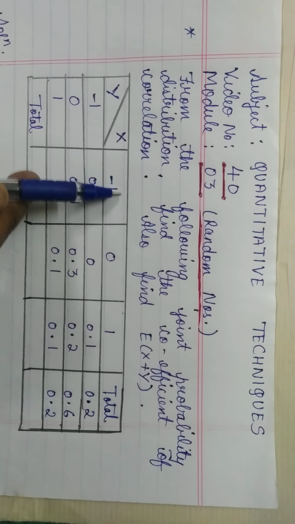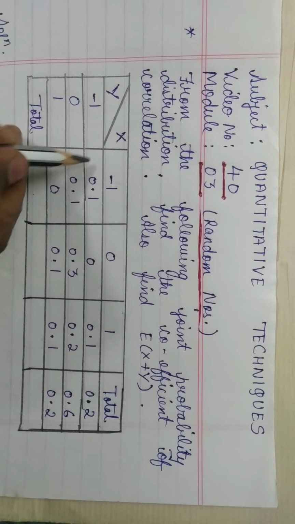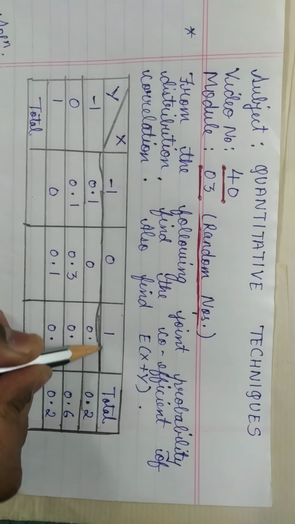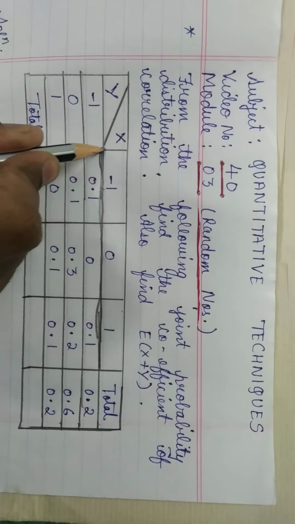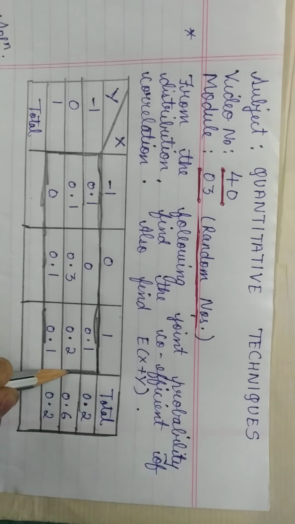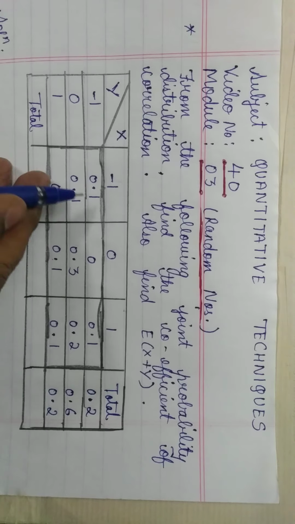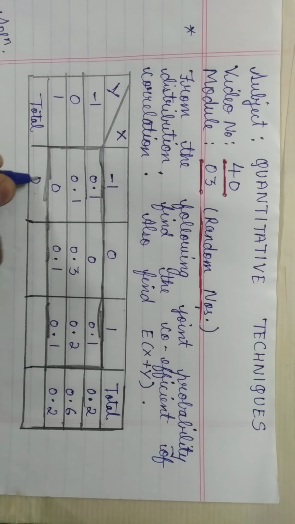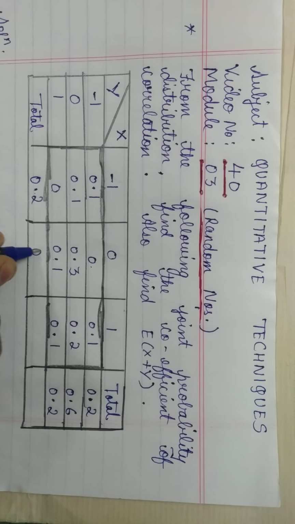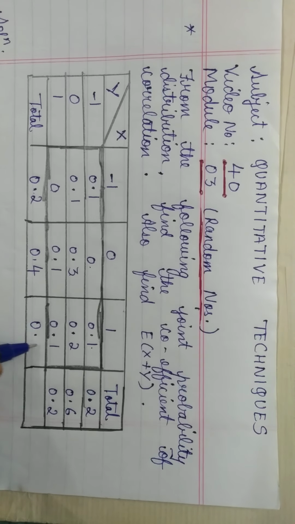0.1 plus 0.1. Don't take this. These are the probabilities only that you have to add. Remember, only this portion is what you are supposed to add. So now we take 0.1 plus 0.1 plus 0, which is 0.2. 0 plus 0.3 plus 0.1 is 0.4. 0.1 plus 0.2 plus 0.1 is 0.4.